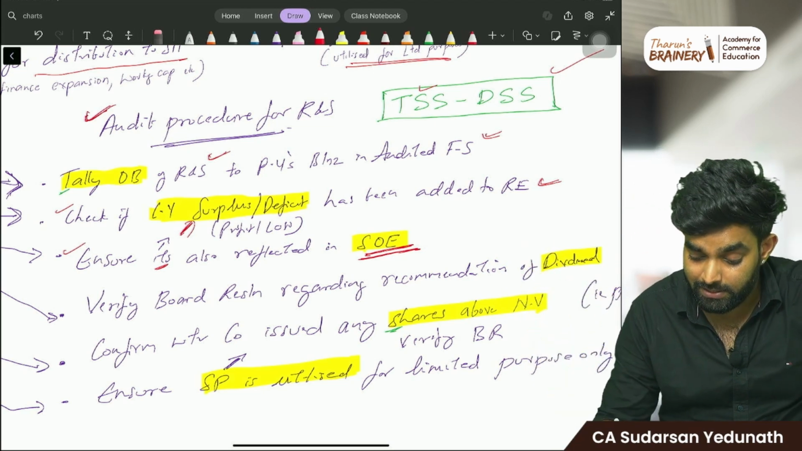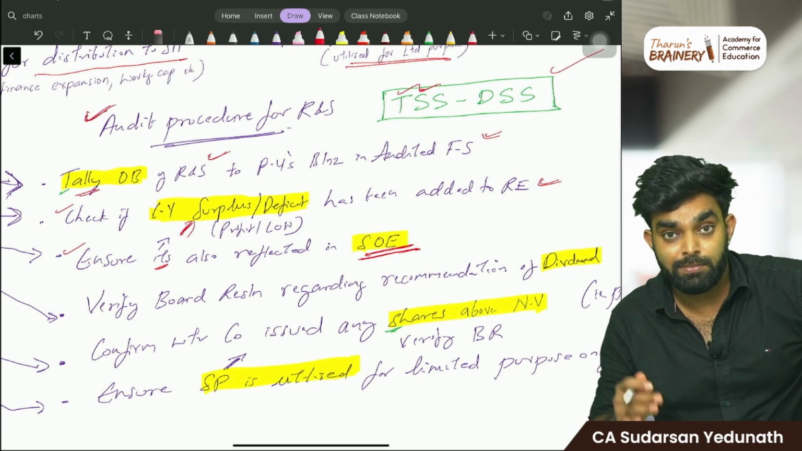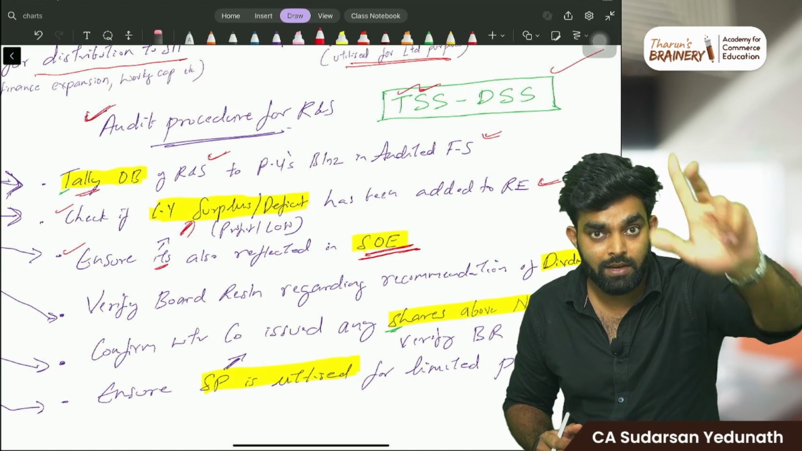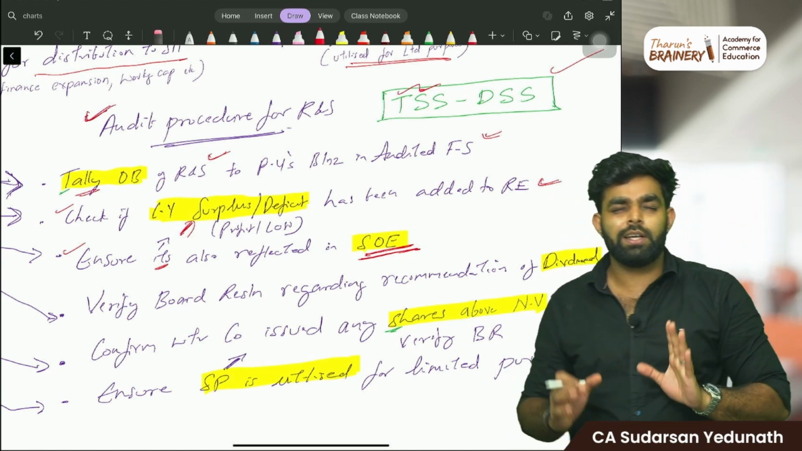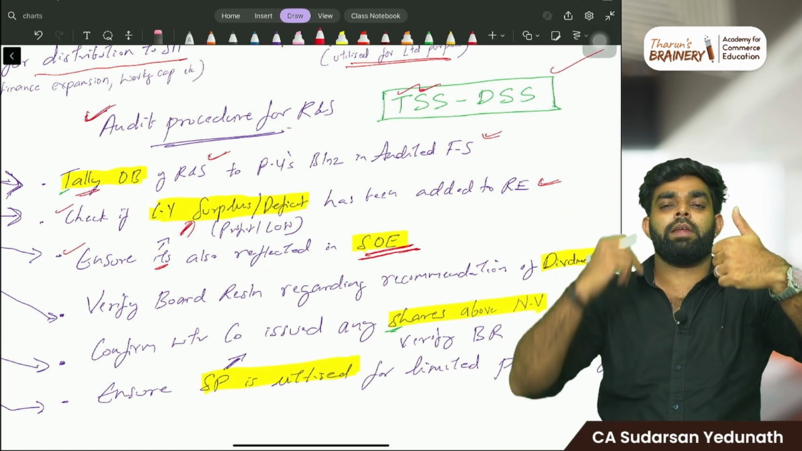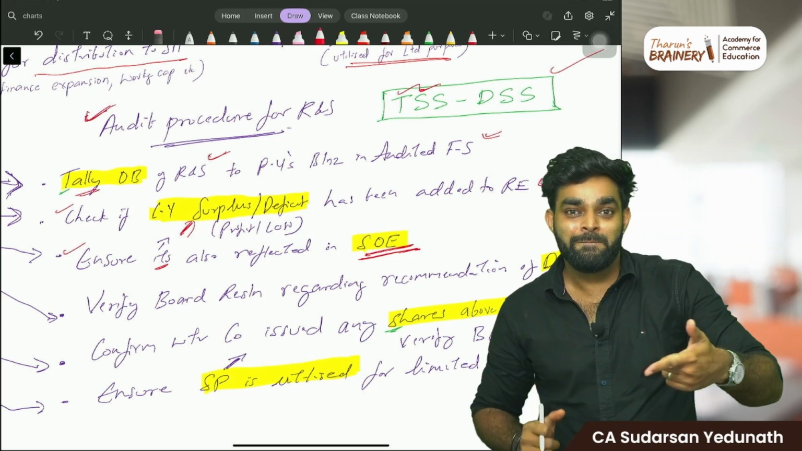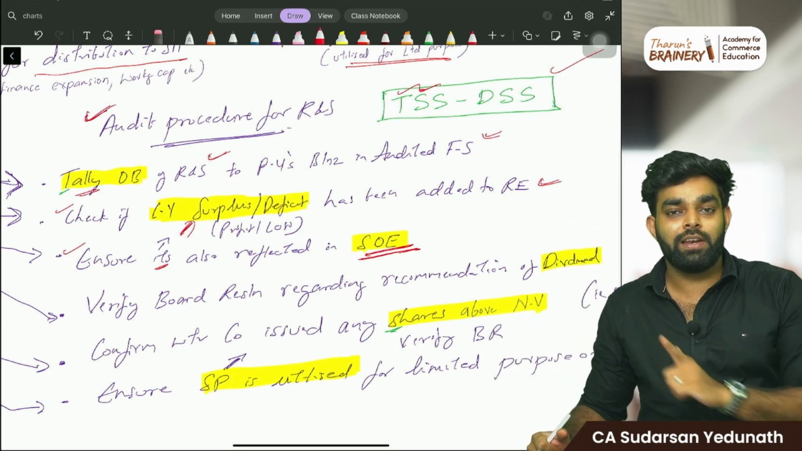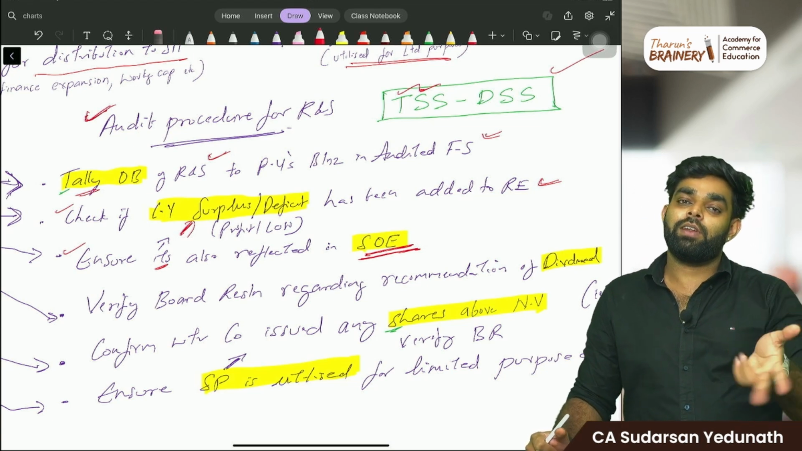TSS, DSS. T means tally the opening balance. S means surplus or deficit. TSS: tally, surplus or deficit. Then what is the next S? Statement of equity. Three points in your mind. Just close your eyes. Think TSS, DSS. T means tally the opening balance with previous year financial statements. S: surplus or deficit. Ensure the current year surplus or deficit is properly included in retained earnings. Then what is the next S? Statement of equity. It is also included in the statement of equity.